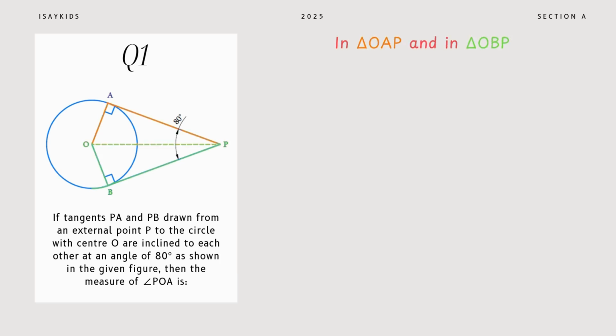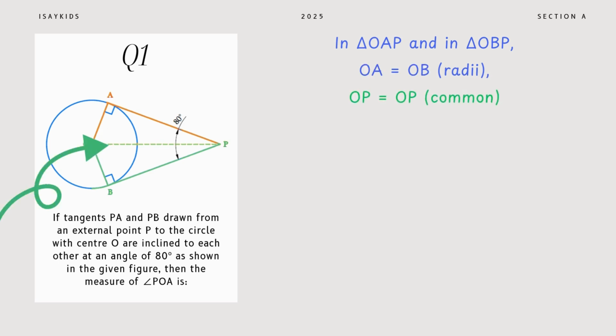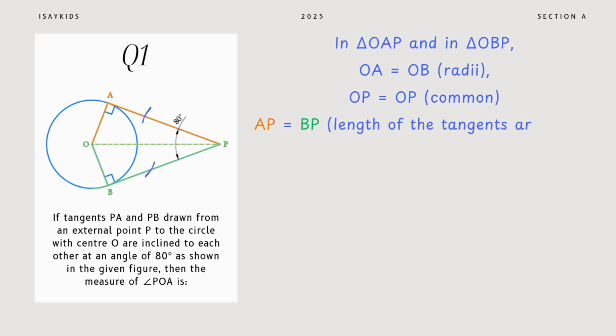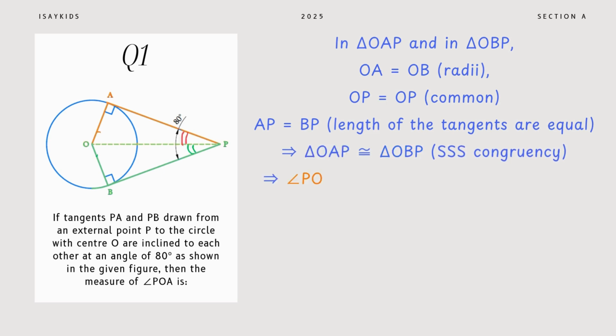In triangle OAP and in triangle OBP, OA is equal to OB because both are the radii of the circle. OP is common. AP is equal to BP because these are the lengths of the tangents drawn from an external point. That means both the triangles are congruent, which also means that angle POA is equal to POB and angle OPA is equal to angle OPB by CPCT.